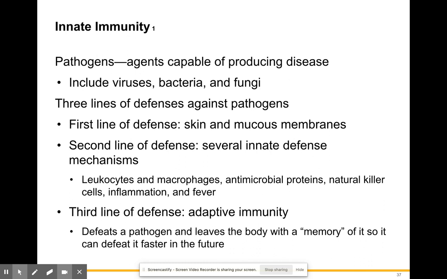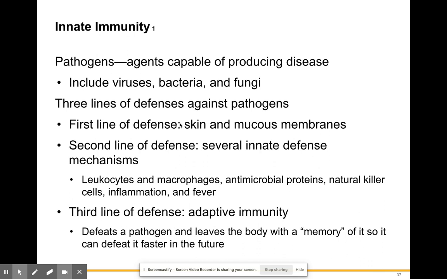So first, what we have to do is understand what a pathogen is. A pathogen is an agent capable of producing disease. Things that could produce disease could be things like viruses, bacteria, fungus. Lots of different things can get inside you. And you typically have three lines of defense against these various types of pathogens. Your first line of defense is going to be your skin and your mucous membranes.